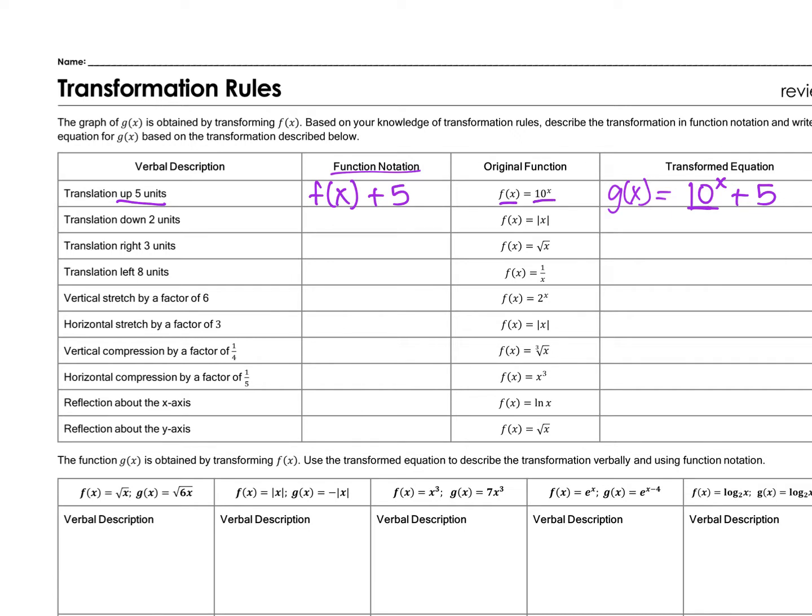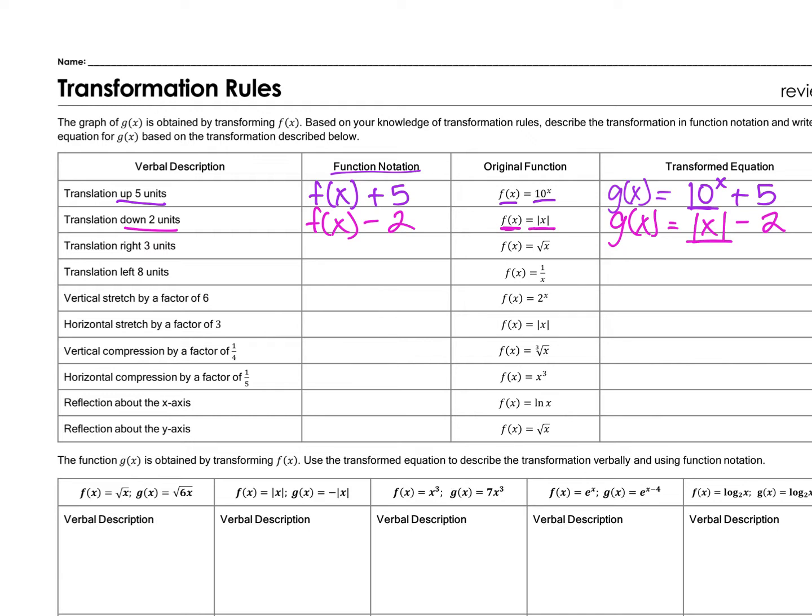Okay, so looking at the next one, we're going to translate down 2, and we're starting with absolute value. So I'm going to write my g function first. So I need an absolute value of x, and then I'm going down 2, so outside of the bars, I need a minus 2. So now in function notation, instead of absolute value of x, we're putting f of x. So right here, I need an f of x, and then I need the minus 2.